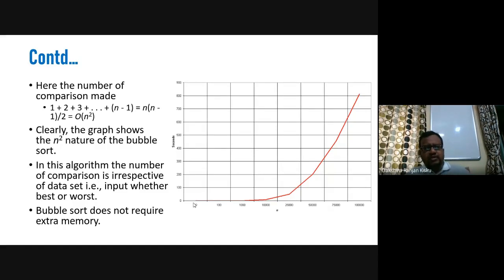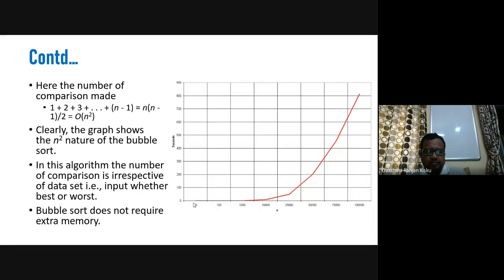In this algorithm, the number of comparisons is irrespective of the data, whether the input is best case or worst case, small size or big size. The number of comparisons does not depend on the data size. If we increase the number of elements in the array, the bubble sort will take more time, but the number of comparison operations will not depend on the data size.